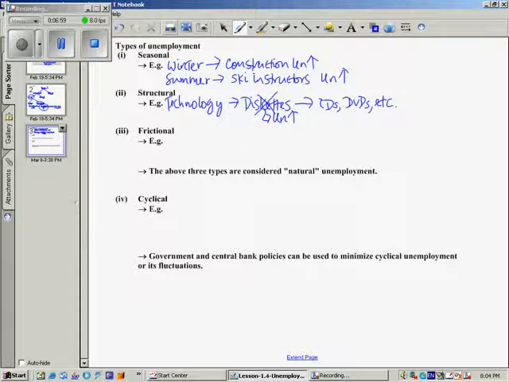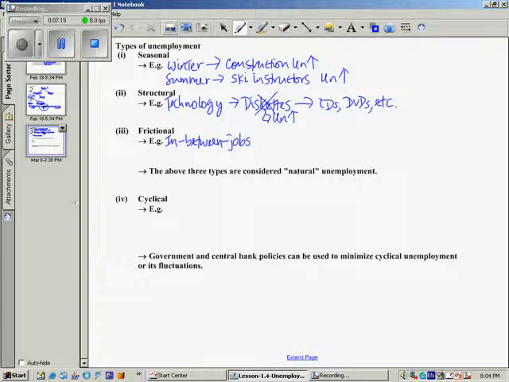The third type of unemployment is frictional unemployment. This refers to people in between jobs. For example, you hate your boss, you can't stand your coworkers, therefore you quit and try to find another job, so you're in between jobs. We tend to call this type of unemployment frictional unemployment.